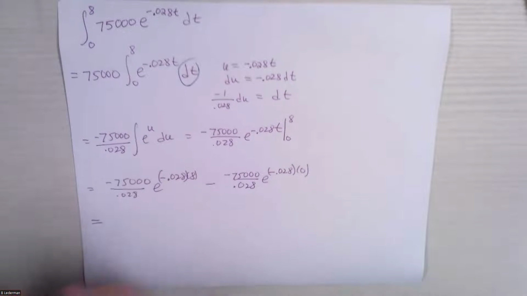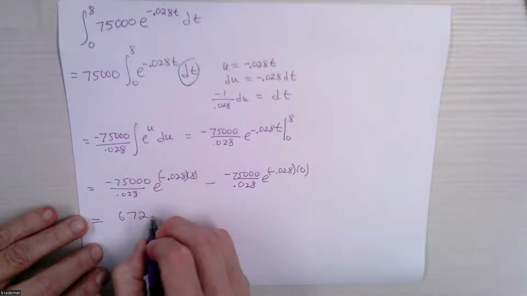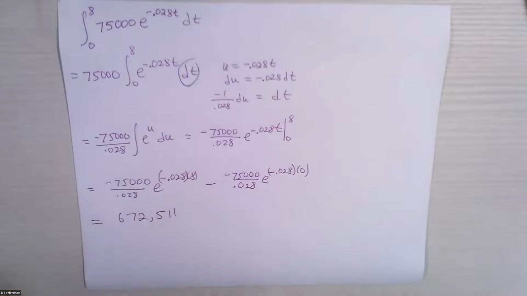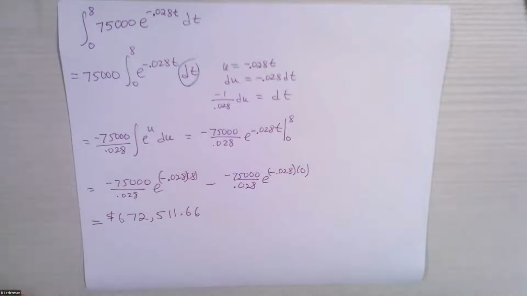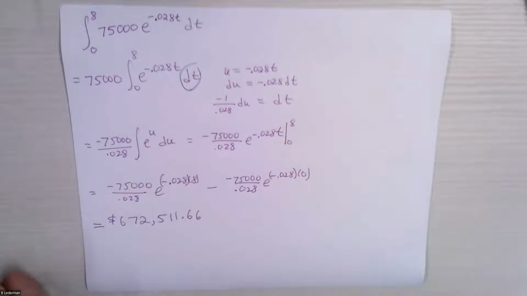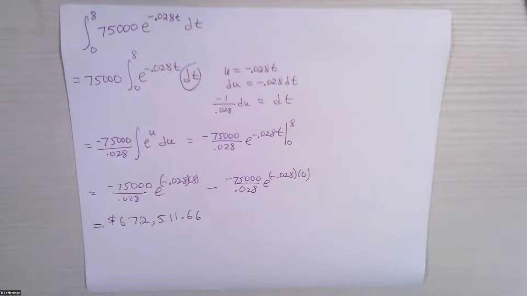And if you crunch all this out, you're going to get $672,000, and so that's our answer, and that's how we do that integral. Okay, but that was loads of fun. Let's look at another example.